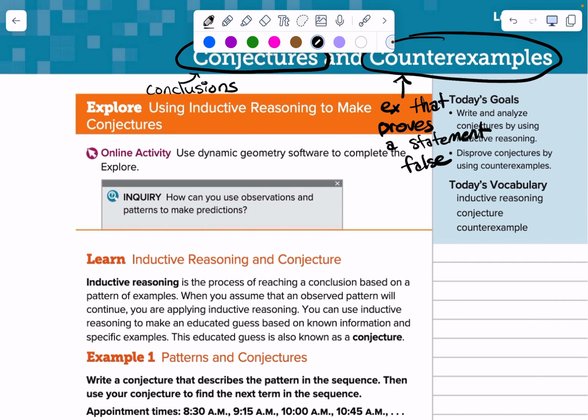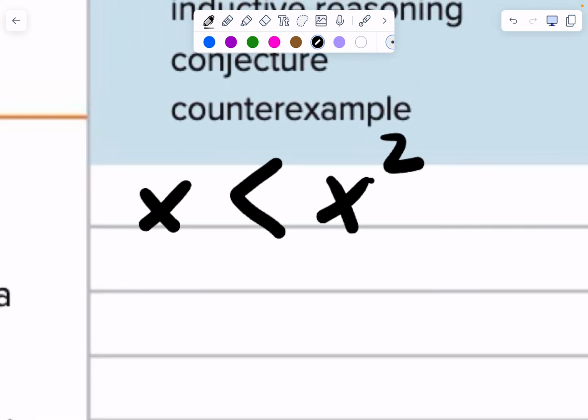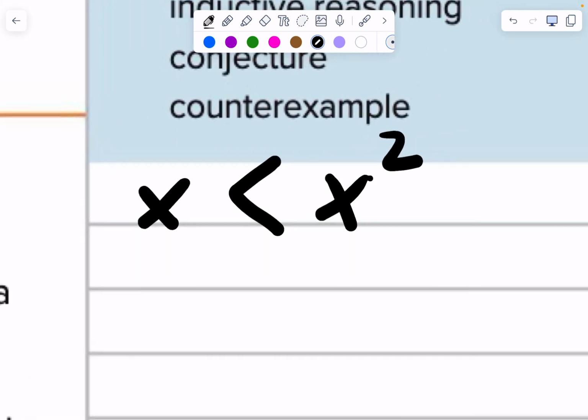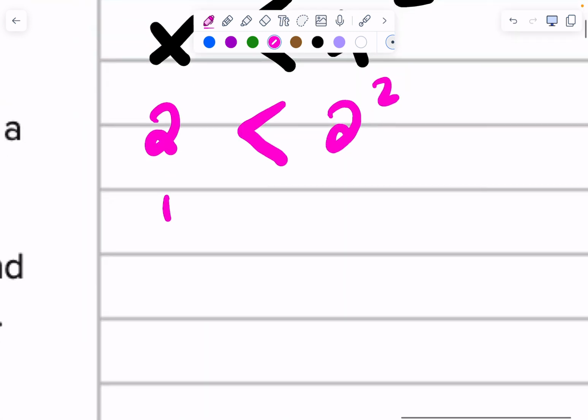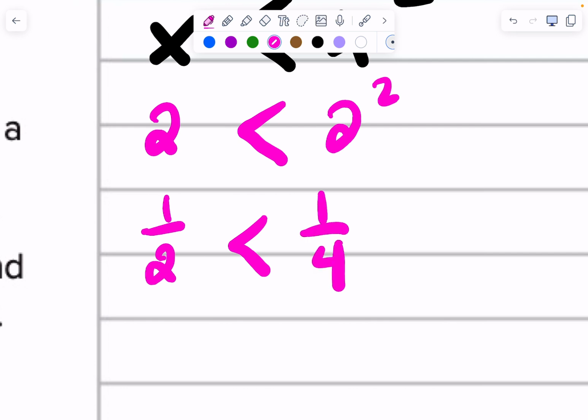So, for example, are you ready for this? Let's say I have x is less than x squared. Is that always true? Let's say x is 2. 2 is less than 2 squared, true? Yep. Is it always true? Give me a counterexample. Half. 1/2, Colton said. If I take 1/2 and I square it, it becomes 1/4. Is 1/2 less than 1/4? No. So 1/2 is a counterexample.